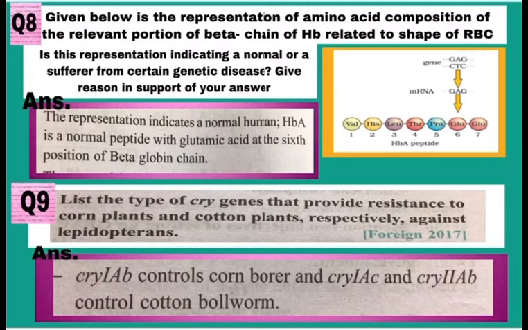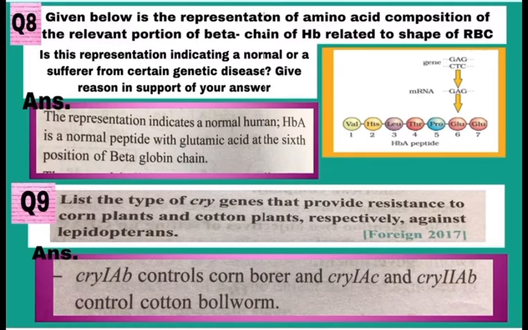HbA is a normal peptide because it has glutamic acid at 6th position of beta globin chain and shape of red blood cell is biconcave in normal person. Clear? Now note one important point. If at 6th position valine amino acid is there instead of glutamic acid, then the person will be a sufferer of sickle cell anemia और RBC का shape होता sickle shape.